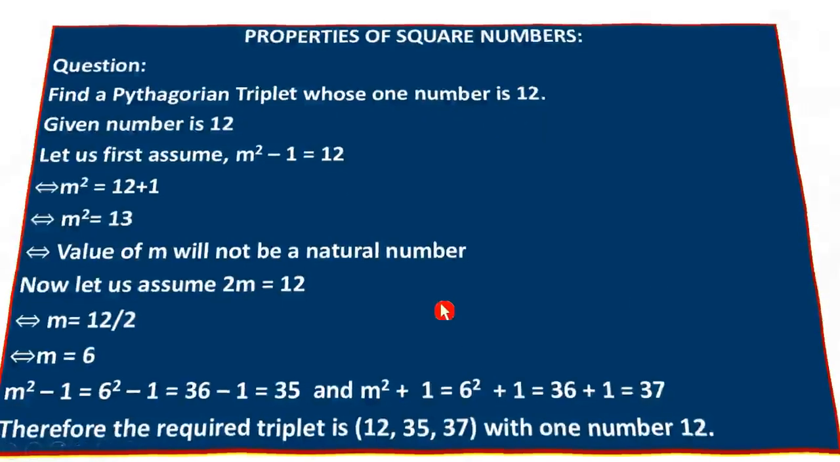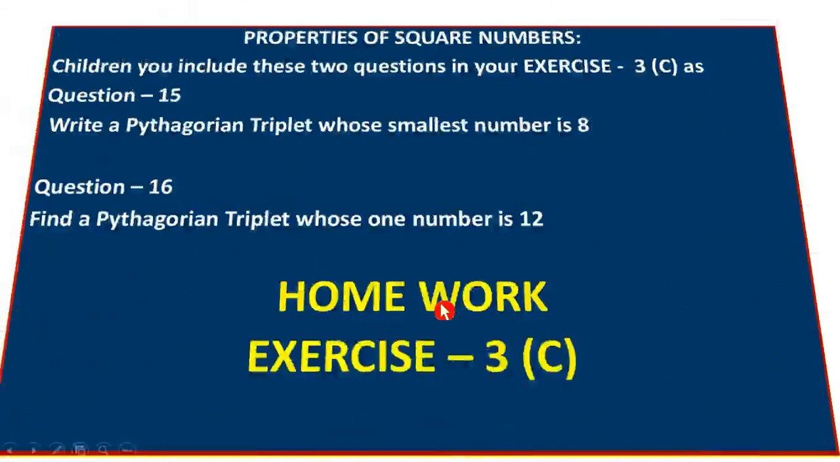So children, you include these two questions in your exercise 3C as question numbers 15 and 16. There are questions up to 14 already. Then write down questions 15 and 16 in your exercise. So children, homework for you, exercise 3C. So thank you.